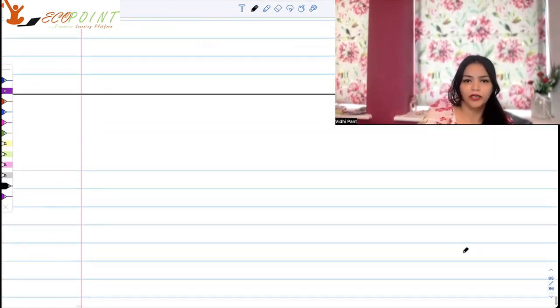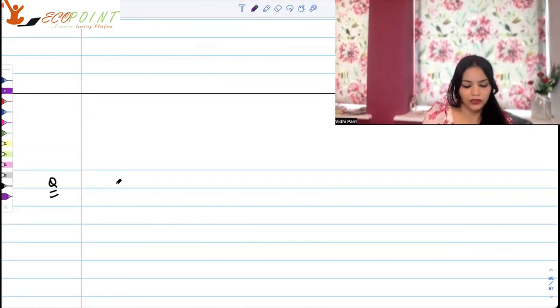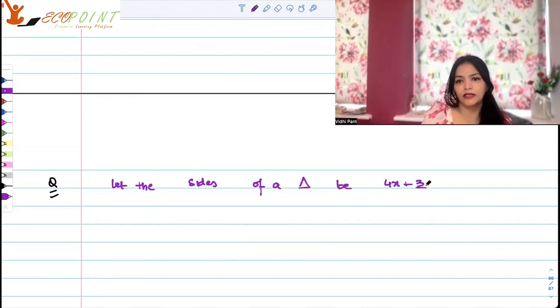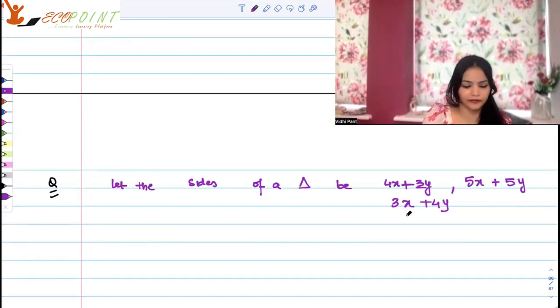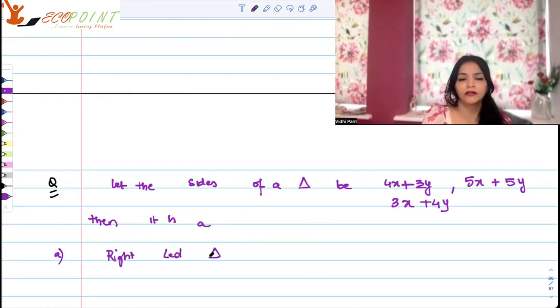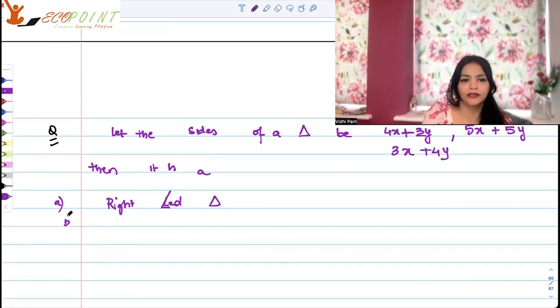Okay. One question before I end this lecture. So the question is, let the sides of a triangle be 4x plus 3y, 5x plus 5y, 3x plus 4y. Okay? Then it is, your options are right angle triangle, ये मैं बार बार एंगल बना रही हूँ, ठीक है? That's how I have been writing it. Obtuse angle triangle, acute angle triangle, या फिर it cannot be determined.